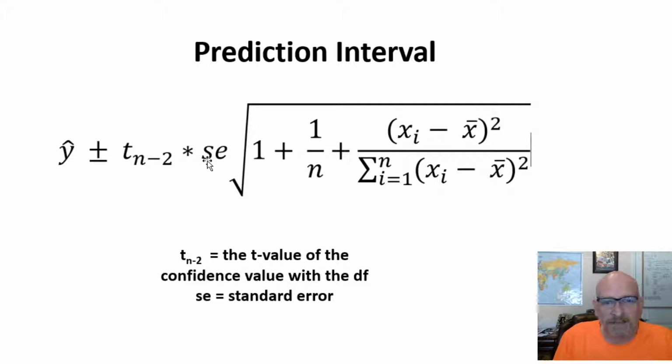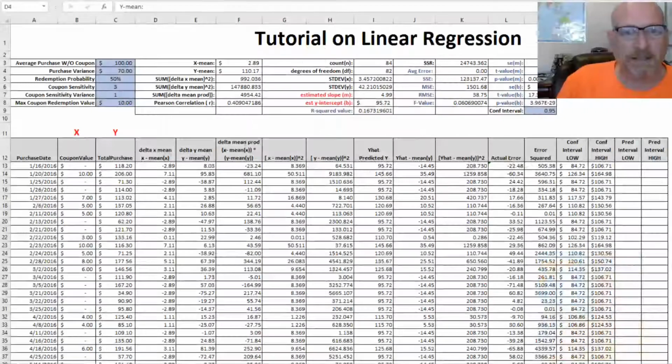The SE is the RMSE value, or the standard error, square root of, and then what we had before was this 1 over n, and then all this other stuff was exactly the same. What's different is that we're adding a 1 here. And what that 1 does is it opens up the total margin of error. It gives us a bigger margin of error. And that's the only difference between the prediction interval and the confidence interval, is this 1 right here. Okay? That said, let's go back to the data now and let's look at it.